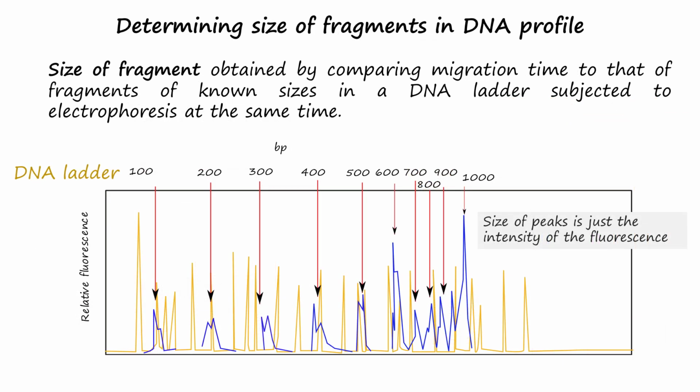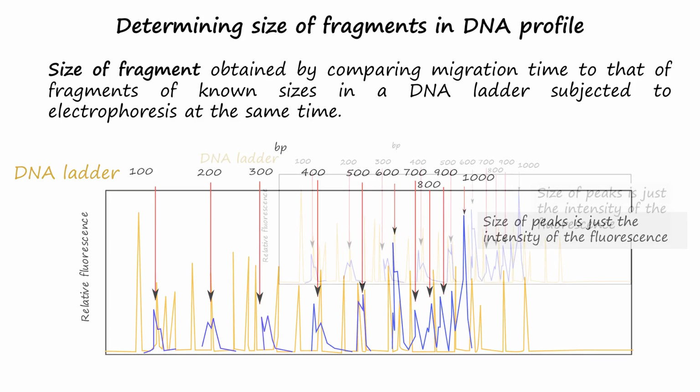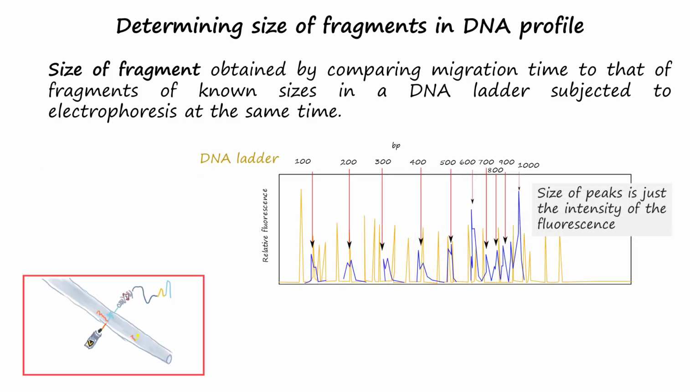It must be noted that the size of peaks isn't related to the size of the STR allele. The height of the peak is just the intensity of the fluorescence, which might increase if, say, more fragments of a specific size labeled with the same dye are present. The size of the fragment is related to the time taken for the fragment to move the distance to the laser, and the size of the fragment may be determined by comparing to fragments of known sizes in the DNA ladder, which are subjected to electrophoresis at the same time.